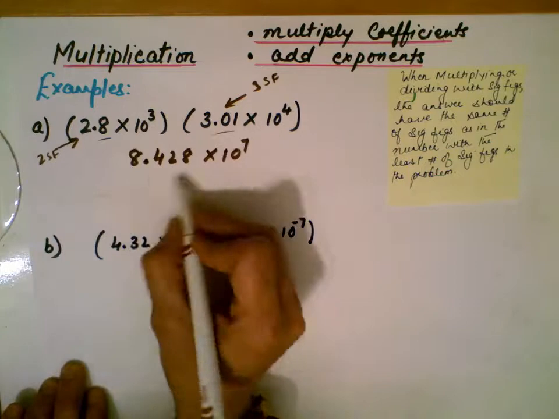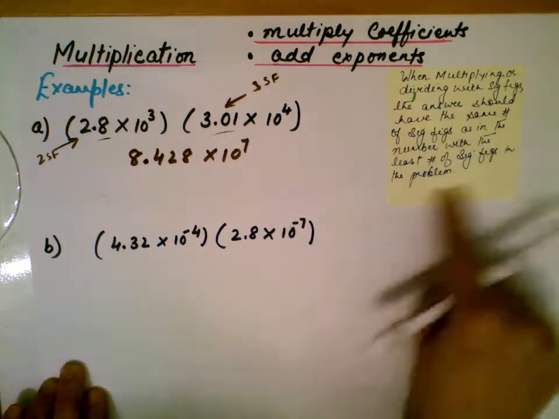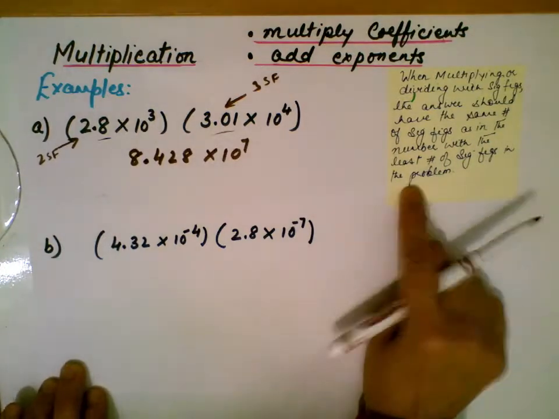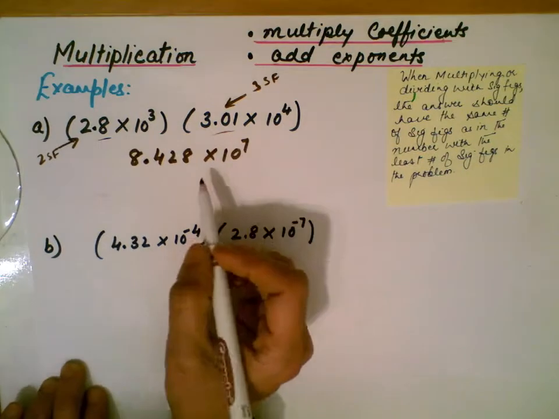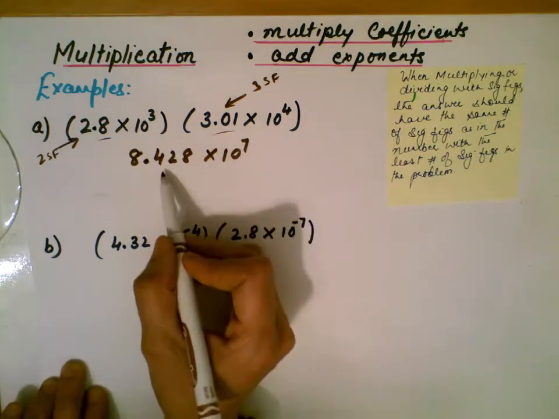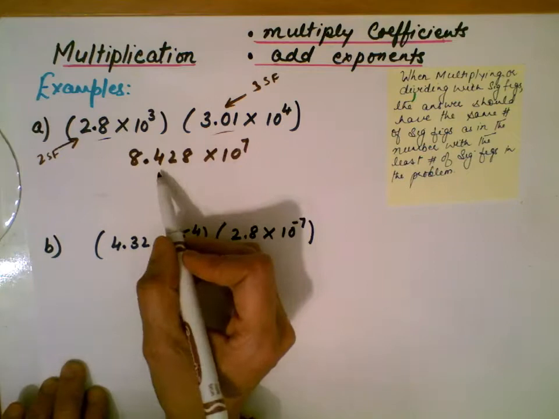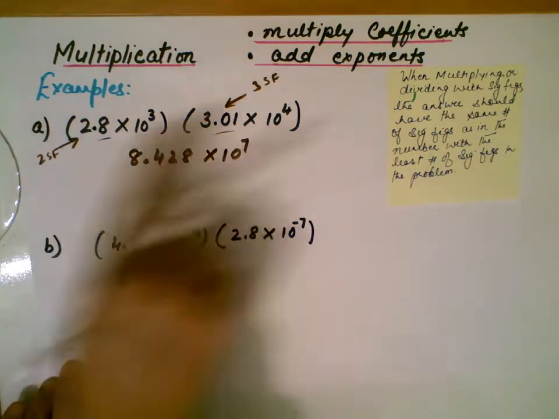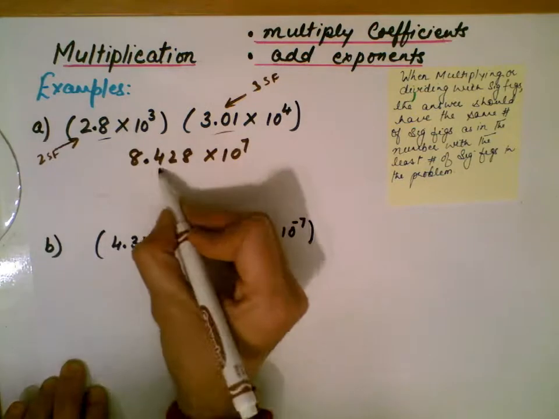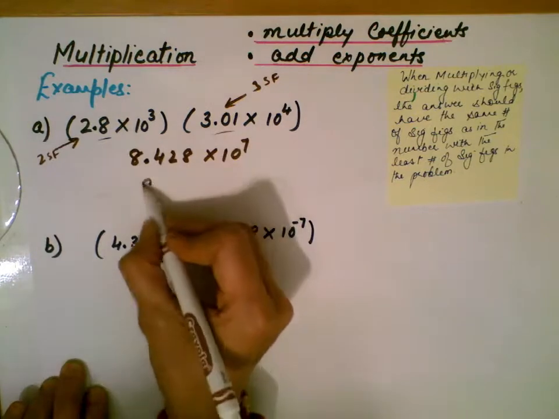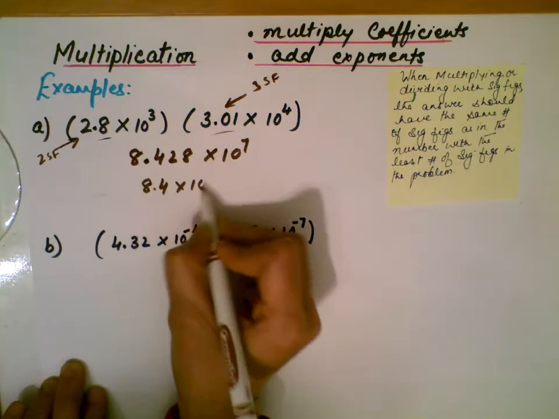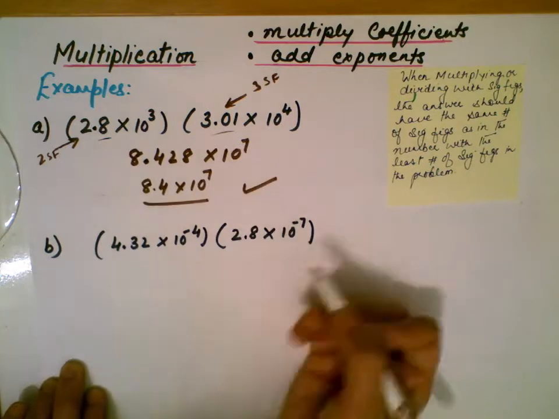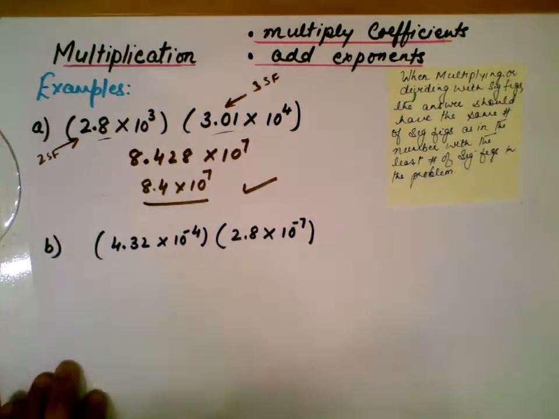I'm going to leave the sticky note here in case you have forgotten significant figures. Your answer should have the same number of significant figures as the number with the least number of significant figures. So 2 is less than 3. You are going to round off here and you are going to get 8.4 times 10 to the power 7. So this is your answer with correct significant figures.